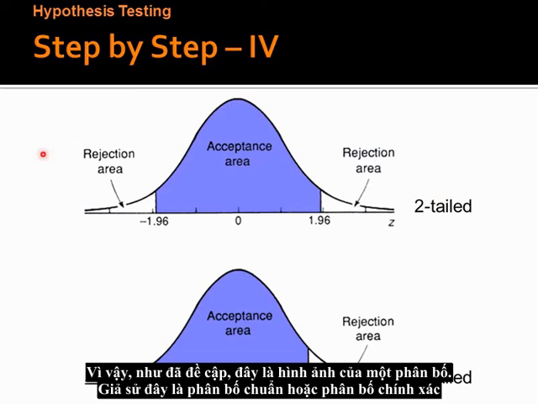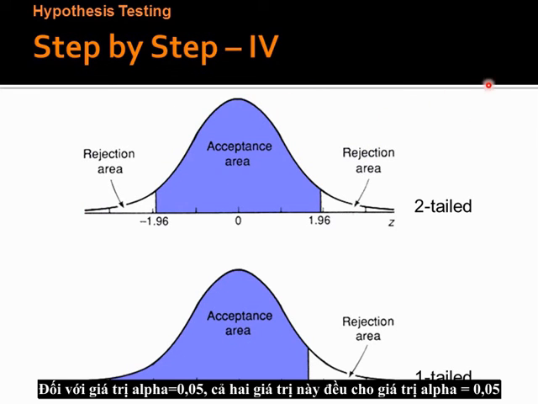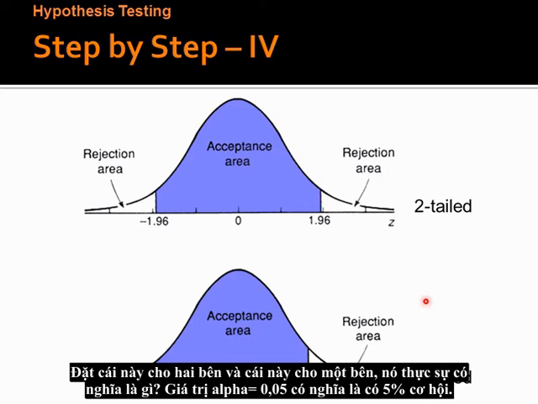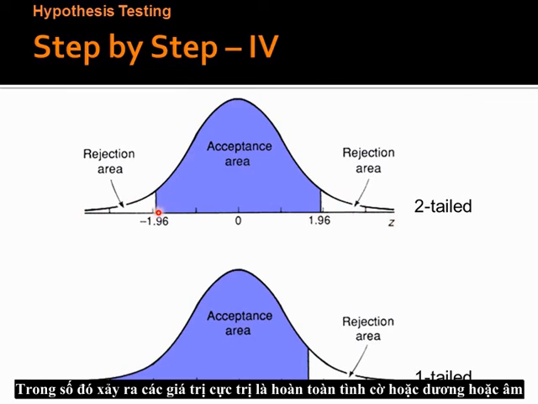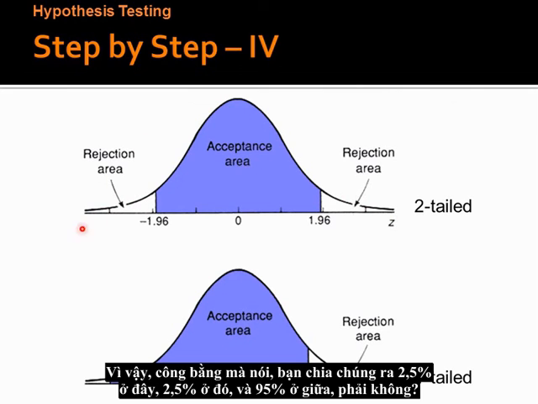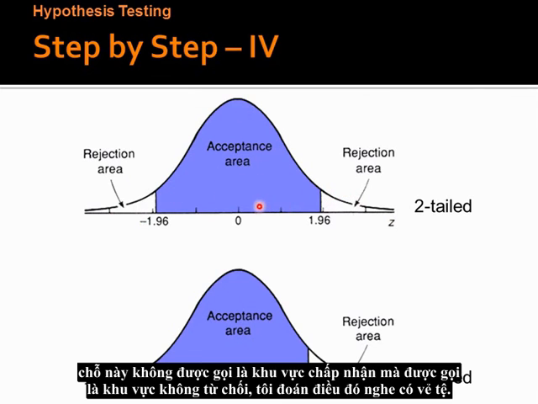So as mentioned, here is a picture of a distribution. This is a standard normal distribution, or the Z distribution. Both of these are for an alpha value of 0.05, except this one is for two-tailed and this one for one-tailed. What does it actually mean? Alpha value 0.05 means there's a 5% chance of extreme values occurring totally by chance, either on the positive or the negative side. So to be fair, you split them up, so it's 2.5% here, 2.5% there, and the middle 95% here. Right? Sorry, it shouldn't be called the acceptance area, it should be called the not rejection area. Except, I guess that sounds bad.